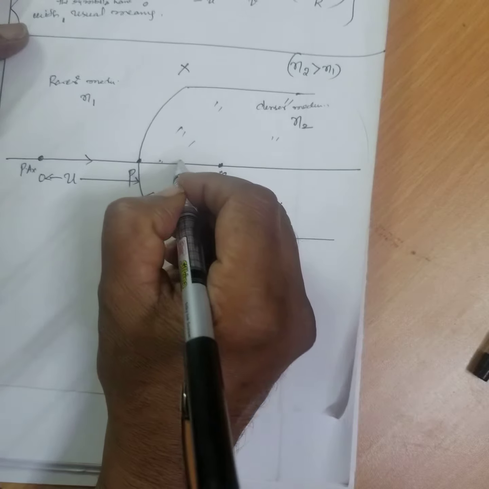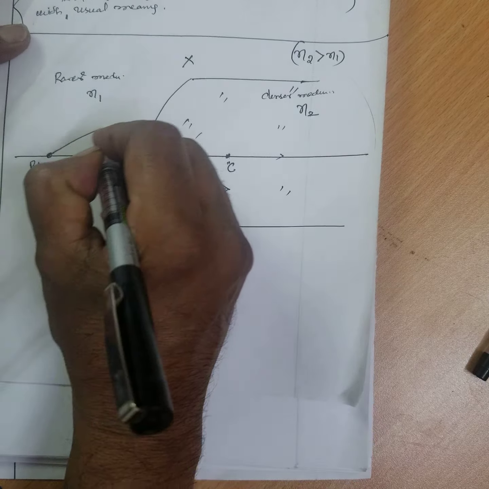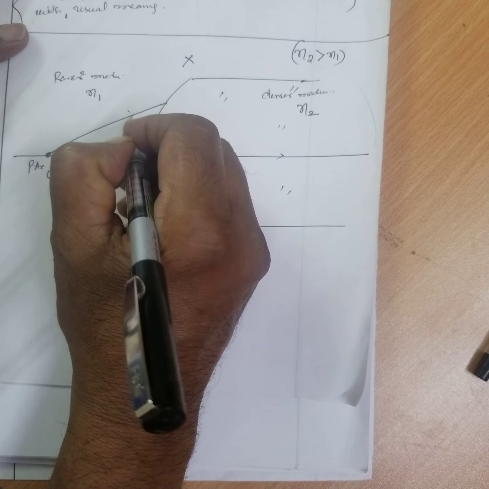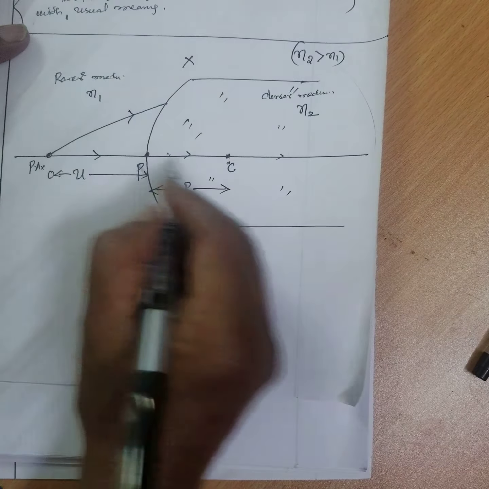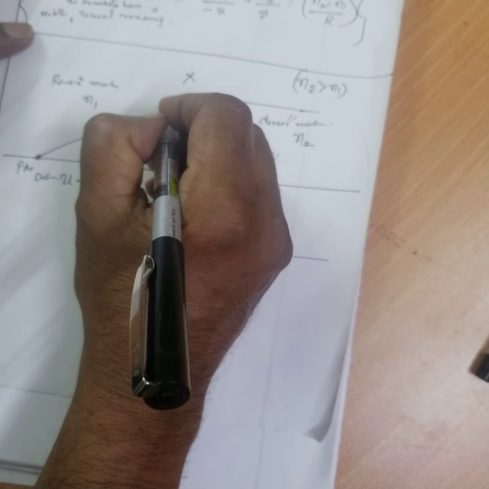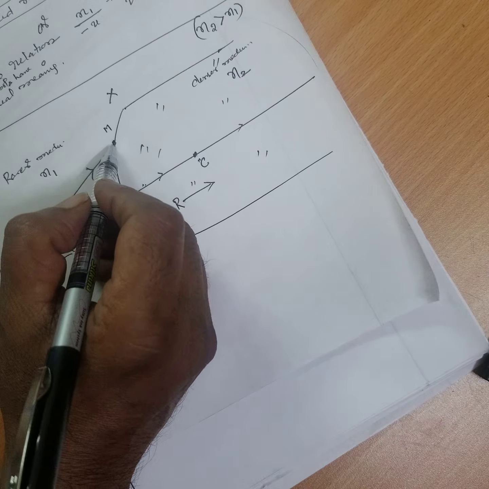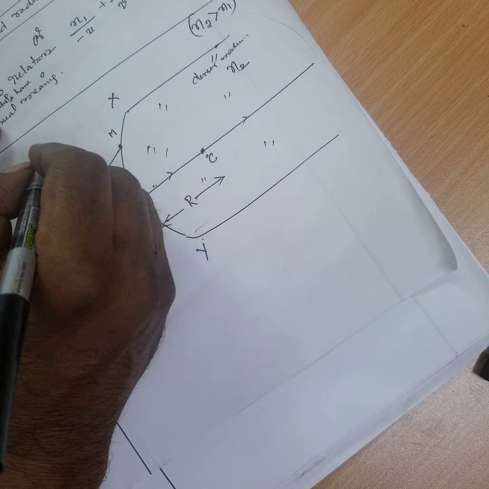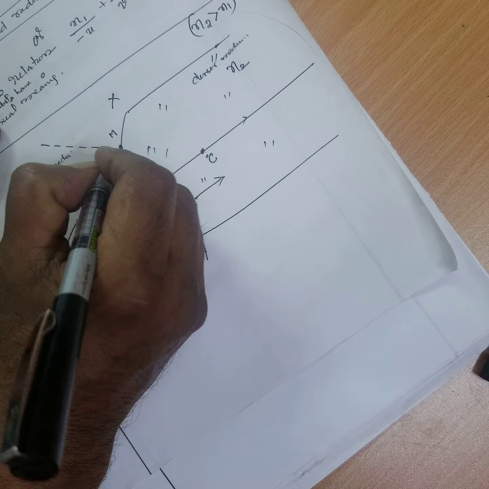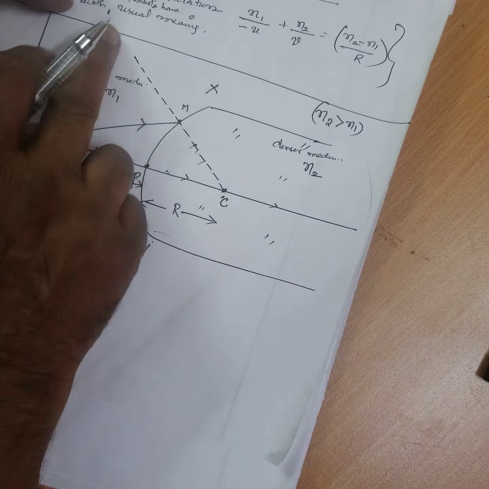Now the ray goes straight. Consider a paraxial ray. What is called a paraxial ray? A ray which is very, very close to the principal axis. It is incident at, say, M, the point of incidence. At the point of incidence I draw a normal. The normal must pass through the center of curvature.